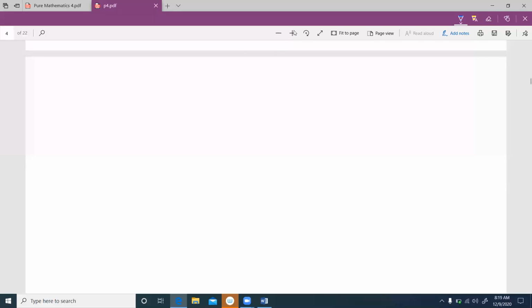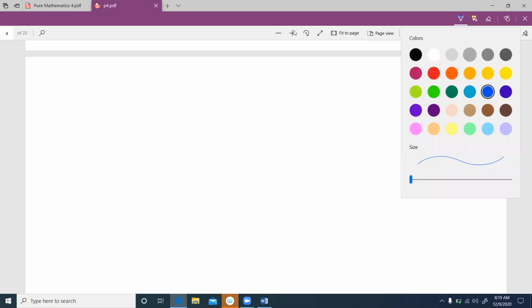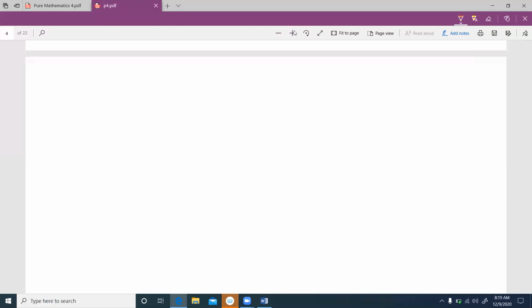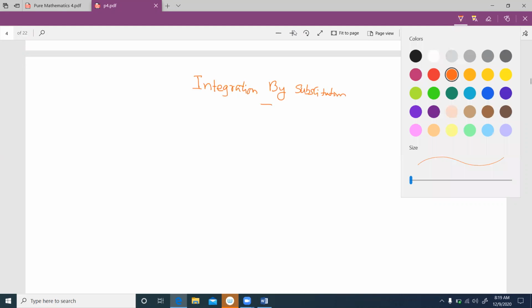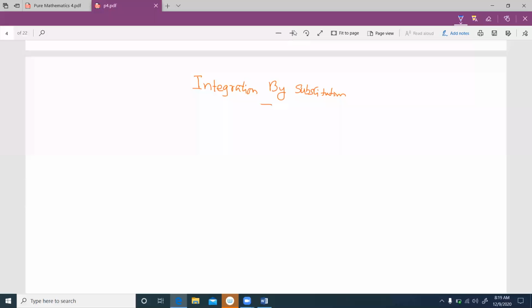This is another important topic that we should know. It's a continuation of the last part, the last integration. So this is integration by substitution, the topic we are learning today. Now let's go ahead with this. Under which situation do we need to do integration by substitution? That's what we have to understand in this topic.